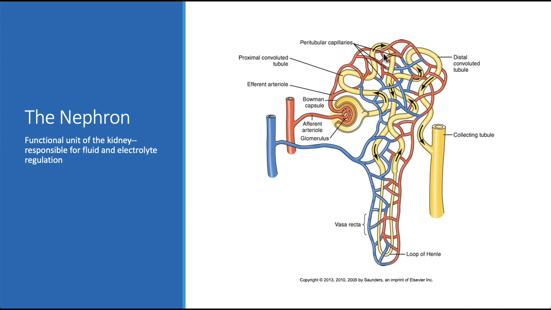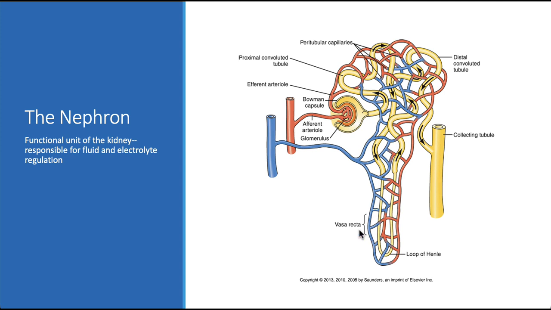And then it goes down to the descending loop of Henle. And then it comes up the ascending loop of Henle. And then finally, it progresses through the distal convoluted tubule. Also makes sense, until it gets to the collecting duct or the collecting tubule.